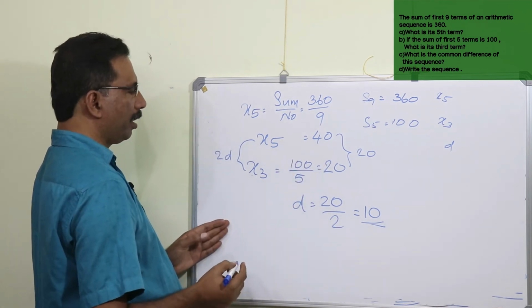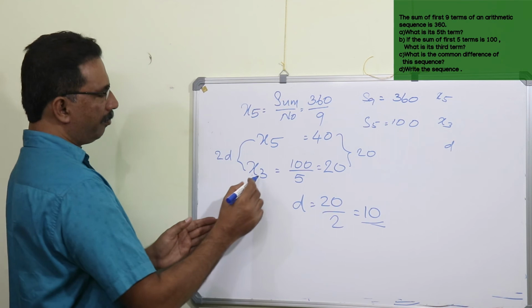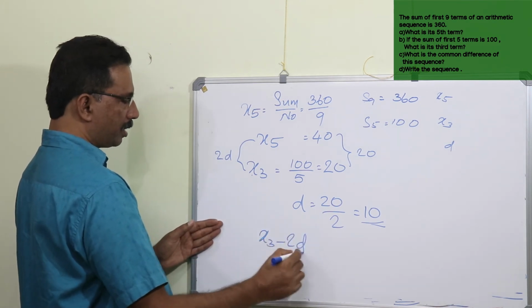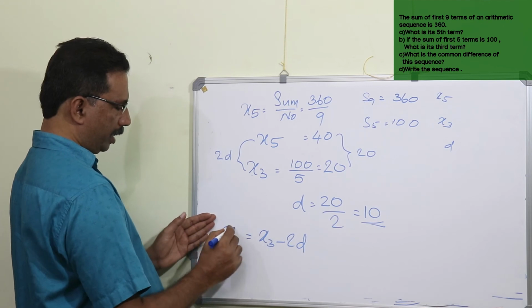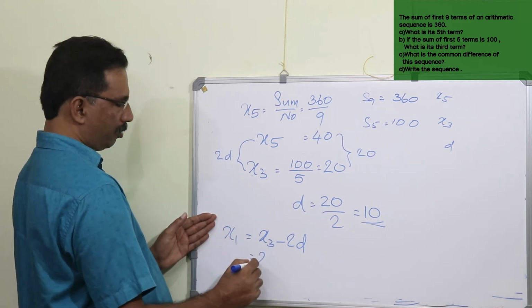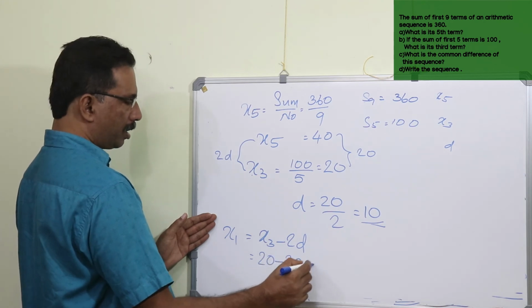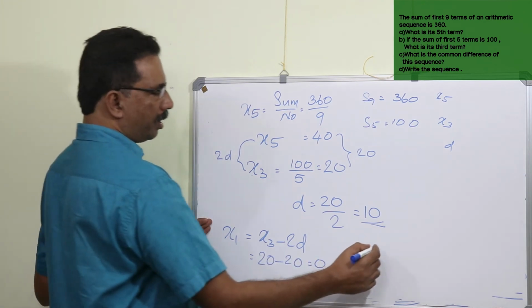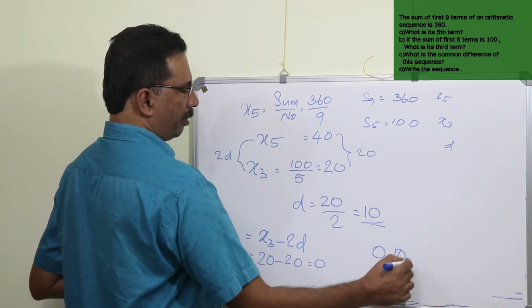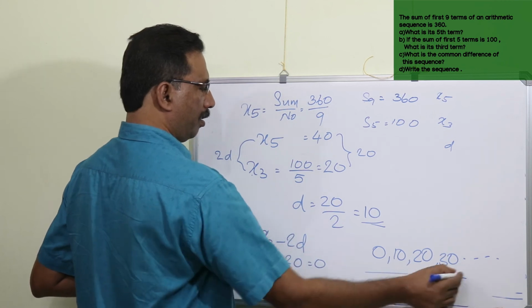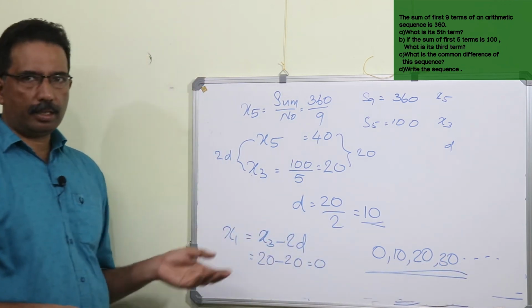For that we have to find out the first term. First term എന്ന് പറയുന്നത് x3യിൽ നിന്ന് 2 കോമൺ ഡിഫറൻസ് കുറച്ചാൽ എന്ത് കിട്ടും? x1 കിട്ടും. അപ്പോൾ x3 എന്ന് പറയുന്നത് 20 ആണ്. 20യിൽ നിന്ന് 2 കോമൺ ഡിഫറൻസ് എന്ന് പറയുന്നത് 20 ആണ്. അപ്പോൾ അത് കുറച്ചാൽ 0 കിട്ടും. Now the sequence is 0, 10, 20, 30, etc. This is the sequence. വളരെ എളുപ്പമുള്ള ചോദ്യമാണ്, ചെയ്ത് നോക്കുക.